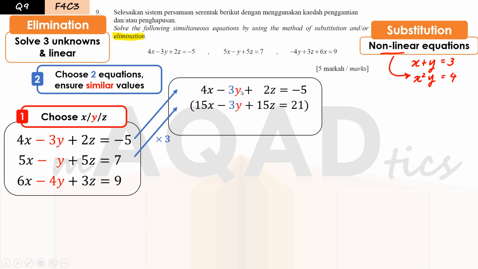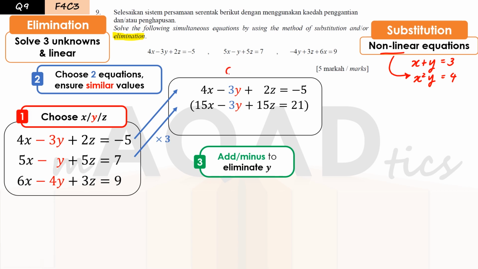So for step 2, we have chosen two equations already and made sure they have similar values. Now we can go to step number 3, which is to either add or minus these two equations to eliminate the y. Meaning, once we add or minus, this part will become 0. But how do we do that? Let's trial and error. Let's say we start off with plus. Negative 3y plus negative 3y is actually negative 6y.